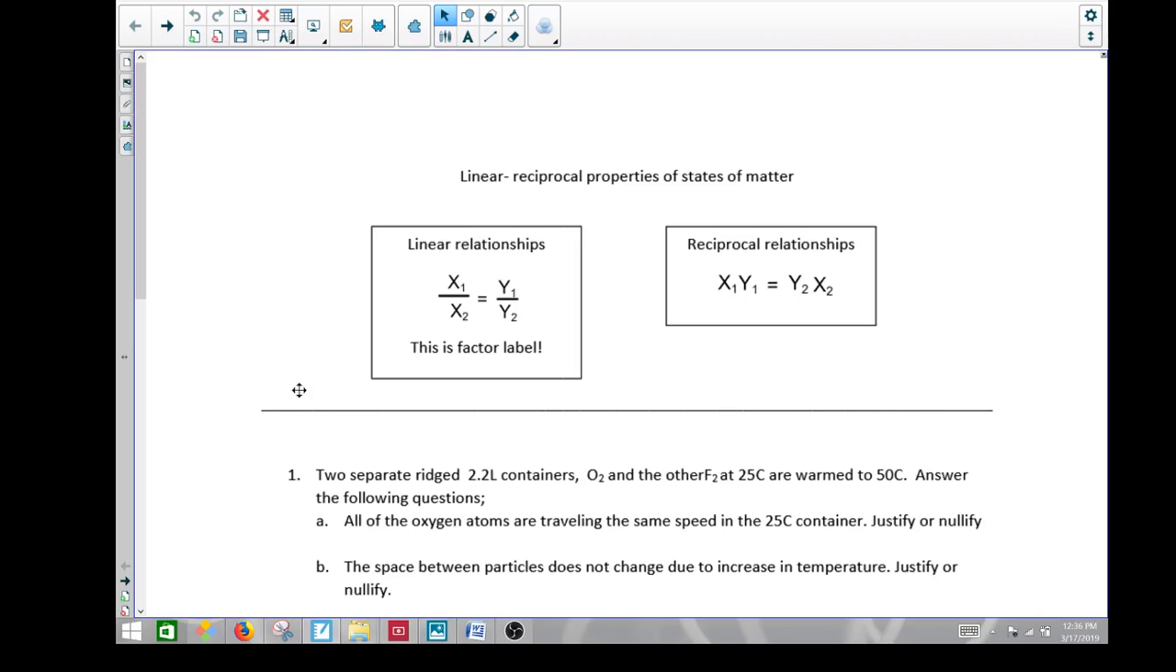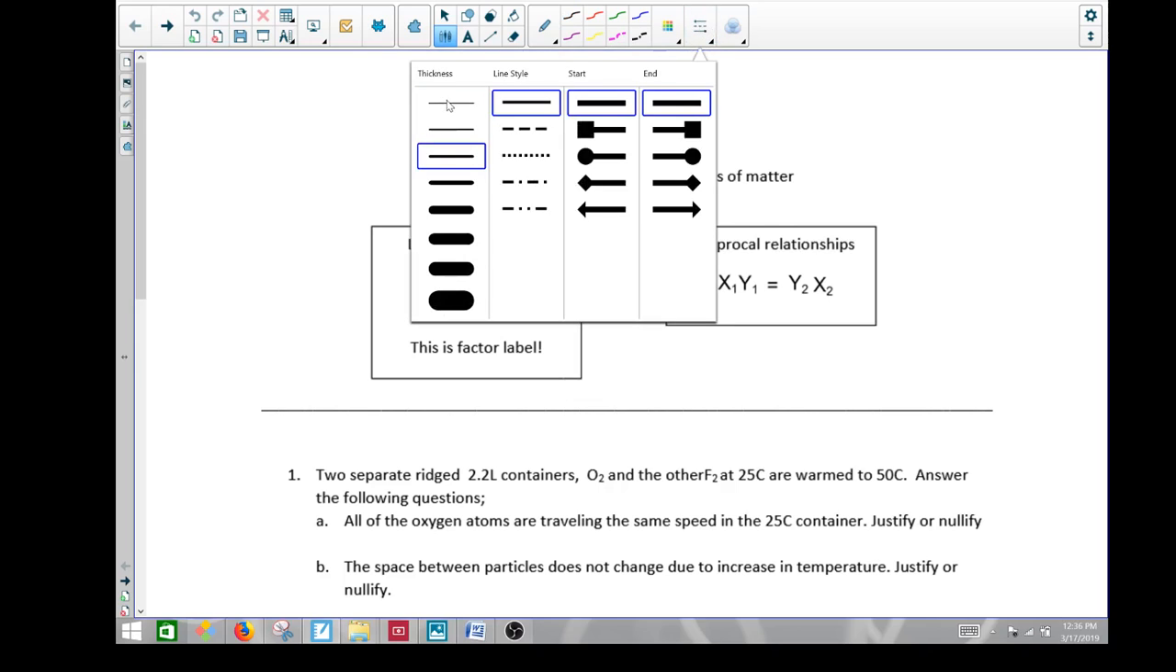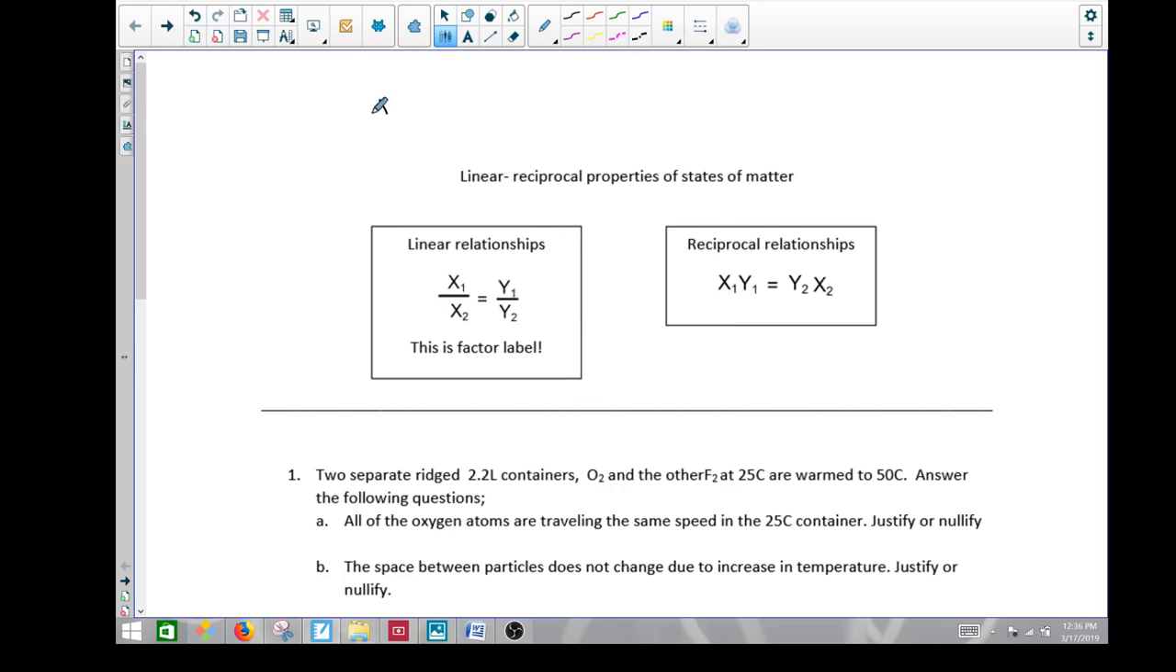Good afternoon, this is Schweitzer, and this is a review on what I call linear properties of states of matter. This isn't just an individual topic, it's got wide-ranging effects pretty much all through chemistry. So whenever we're looking at a particular mathematical formula, you want to be somewhat aware of whether this is a linear relationship or is it going to be reciprocal?